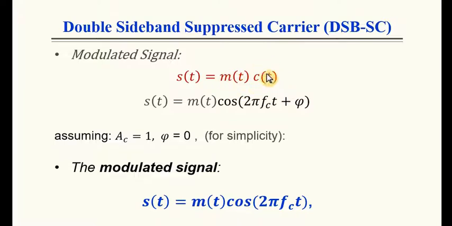And if we replace the carrier signal with its expression, the modulated signal s(t) is equal to m(t) cosine(2 pi fc t plus phi), where phi is the phase shift. Assuming that Ac is equal to 1 and phi is equal to 0 for simplicity, then the modulated signal s(t) is equal to m(t) cosine 2 pi fc t.